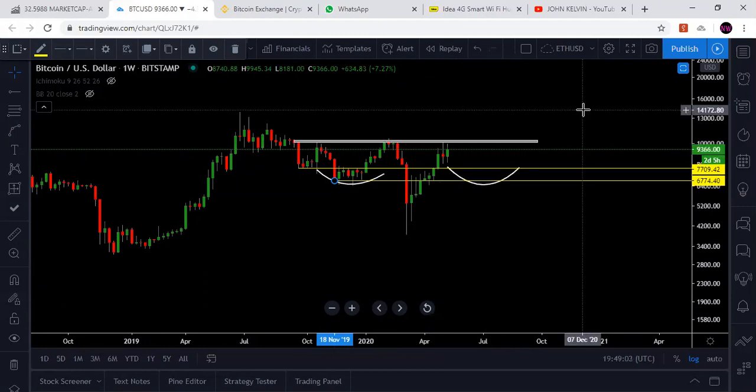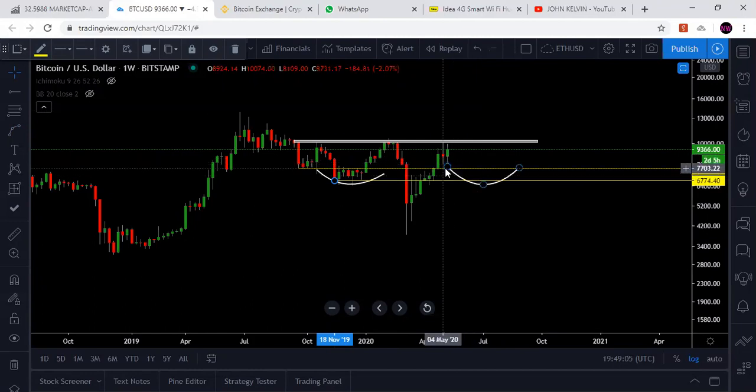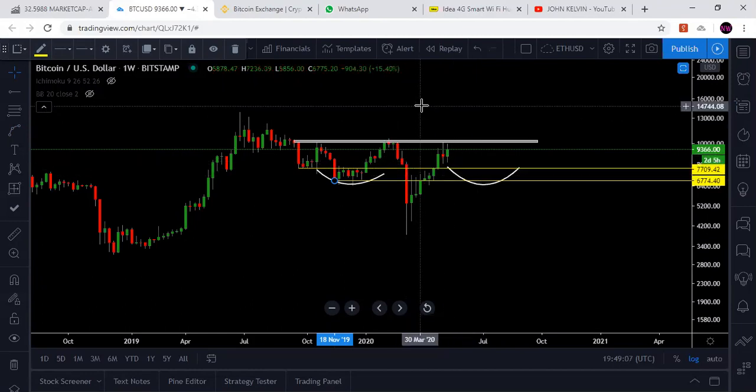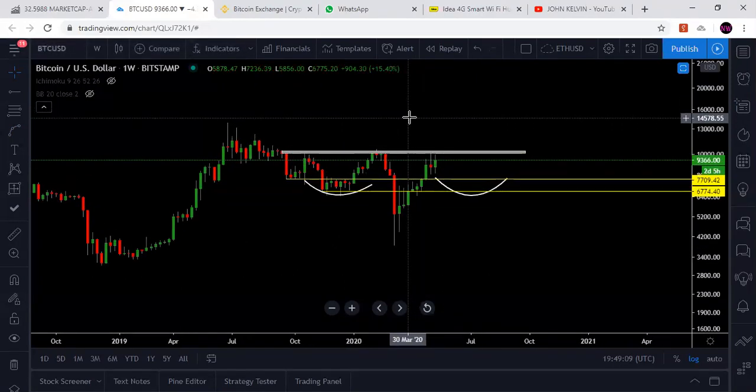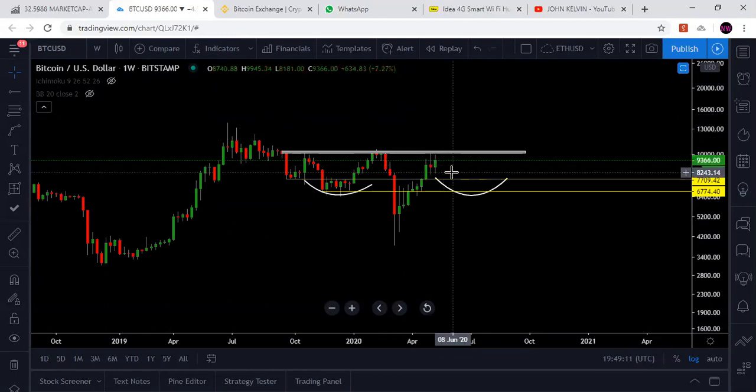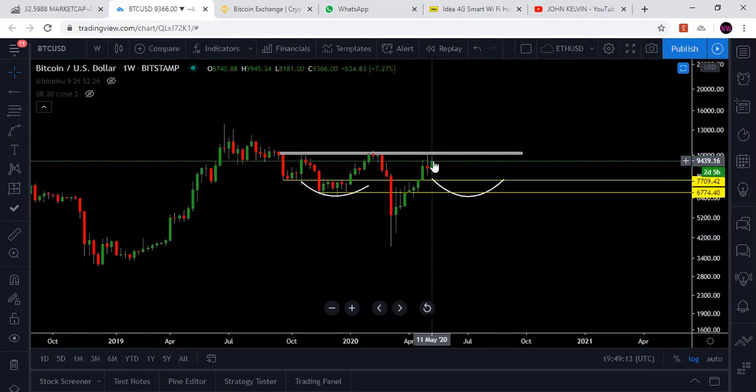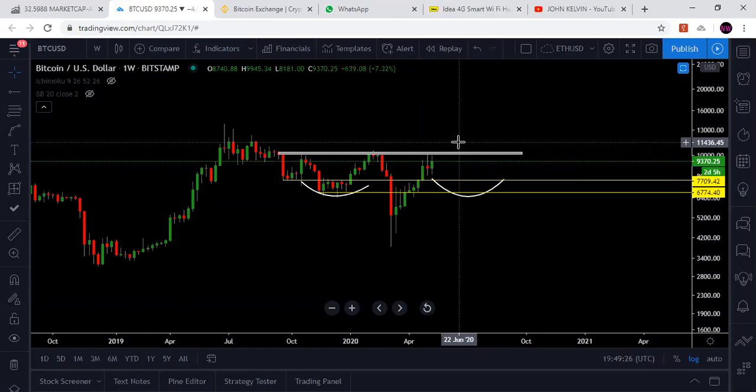There are two things you need to keep an eye on if you're looking at this incomplete pattern. What are those things? The first thing is we want this to complete the right shoulder first, and even if it is completed, we still want the body of the candlestick to close above this. I'm still talking about the body of the candlestick.